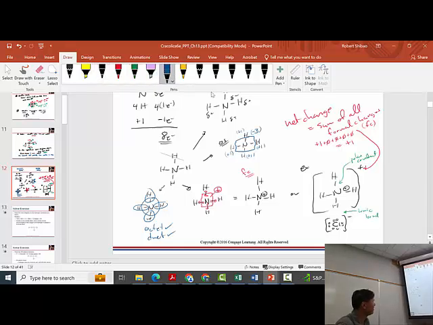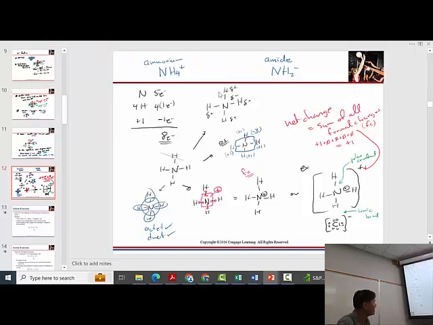the other way of doing this is not by looking at the two extremes. The other way of doing this is by looking at the polarization of the electron cloud. The electron clouds are going to be polarized towards nitrogen, making nitrogen negative. And so we see this asymmetric electron cloud here.